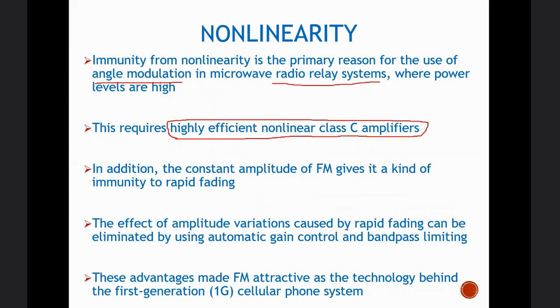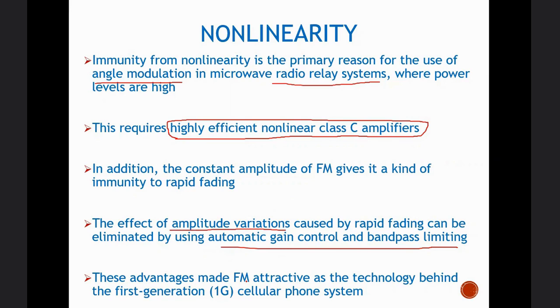The effect of amplitude variations caused by rapid fading can be eliminated by using automatic gain control and bandpass limiting. If we are using an FM signal, we can avoid the fading, that is the distortion due to the channel. We can use automatic gain control and bandpass limiting in order to make the amplitude of the FM signal constant.